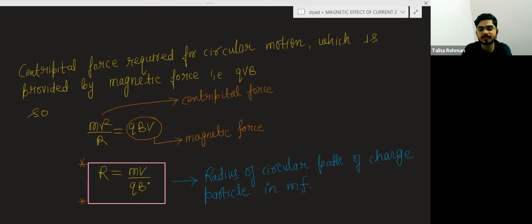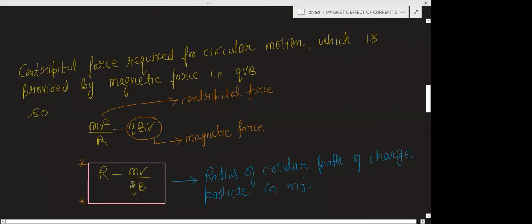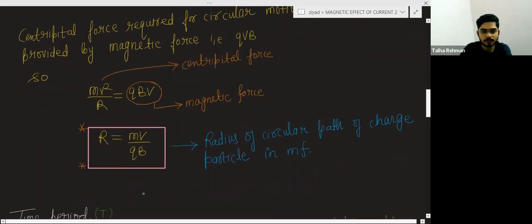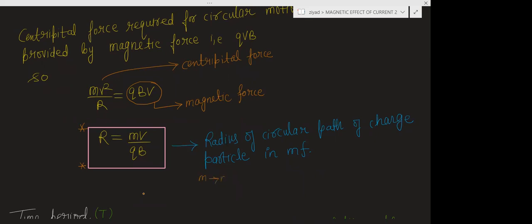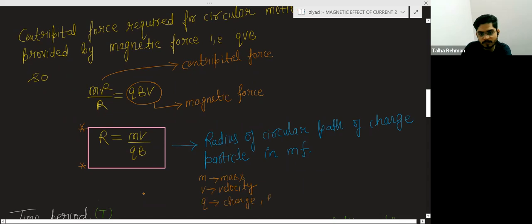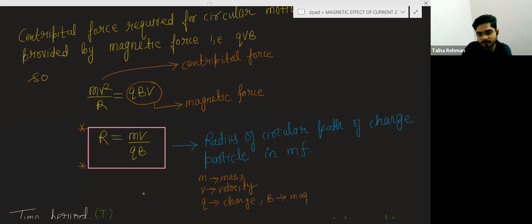Radius of the circular path in the magnetic field will be given by this formula, where m represents the mass of the particle, v represents the velocity of the particle, q represents the charge, and B represents the magnetic field.